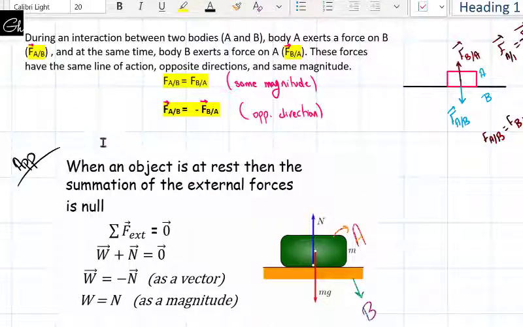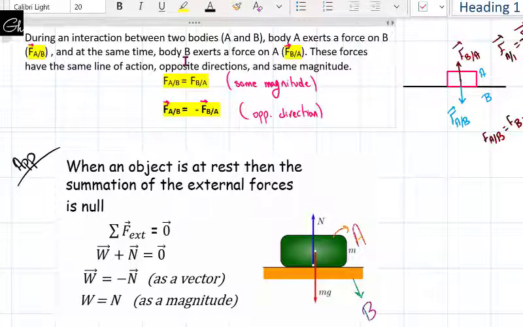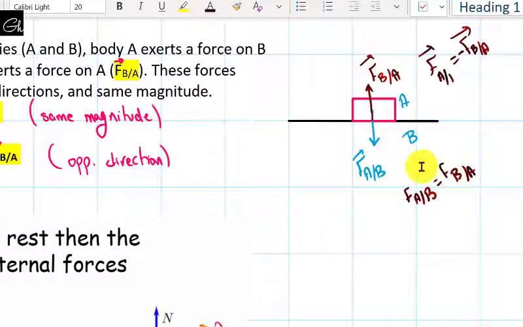The principle of interaction states that if an object A exerts a force on an object B, at the same time, object B exerts a force on object A. These forces have the same line of action, opposite direction, but the same magnitude. In this example, object A is exerting a force on B, we call it F A on B. At the same time, object B will be exerting an opposite force on A. These forces are equal in magnitude, but opposite in direction, having the same line of action, which is a vertical line in this case.